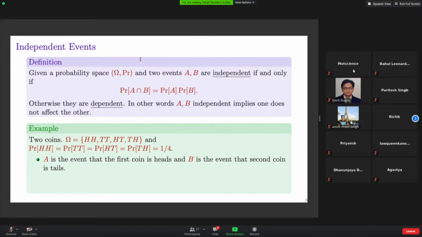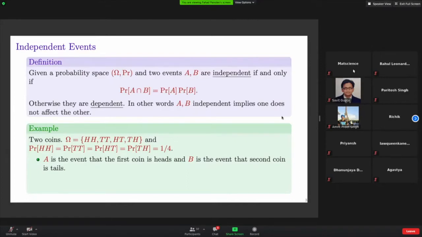Notice that here the elementary event, HH is an elementary event, TT is an elementary event, like that. Probability of getting any one of them is actually 1/4. Now let A be the event that the first coin is head and B be the event that the second coin is tail. When you throw the first coin, what comes up is head, and then the second coin when you throw, that comes up tail.